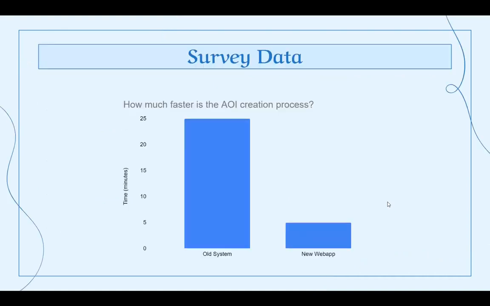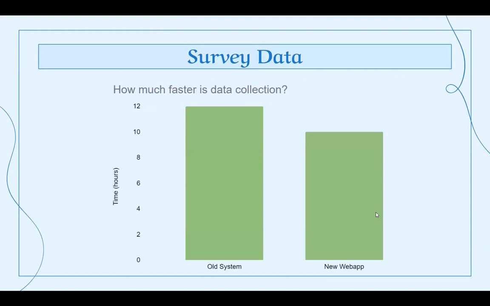and then have them do a post-survey review. We found that for the AOI creation process, our new web app was significantly faster than the old system, and we found that the data collection process was significantly faster as well because of the grid.